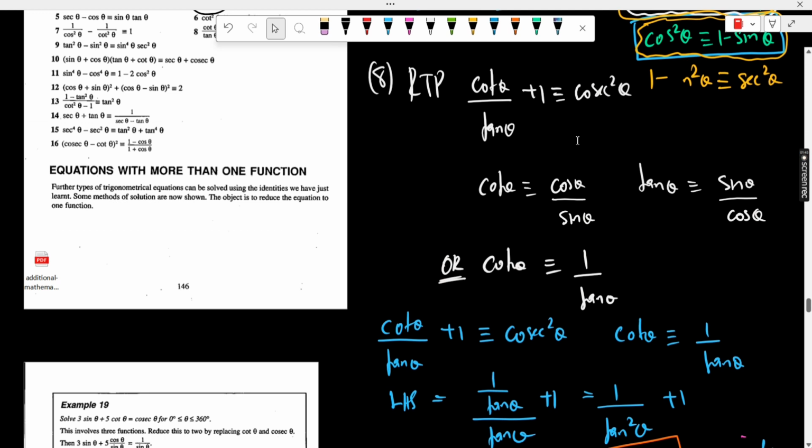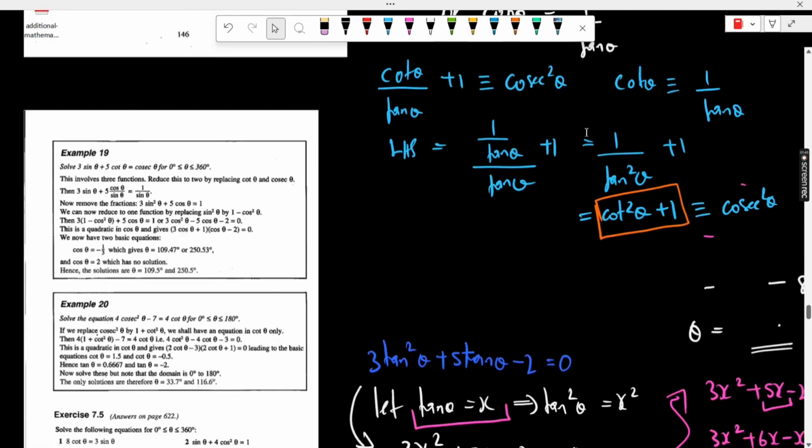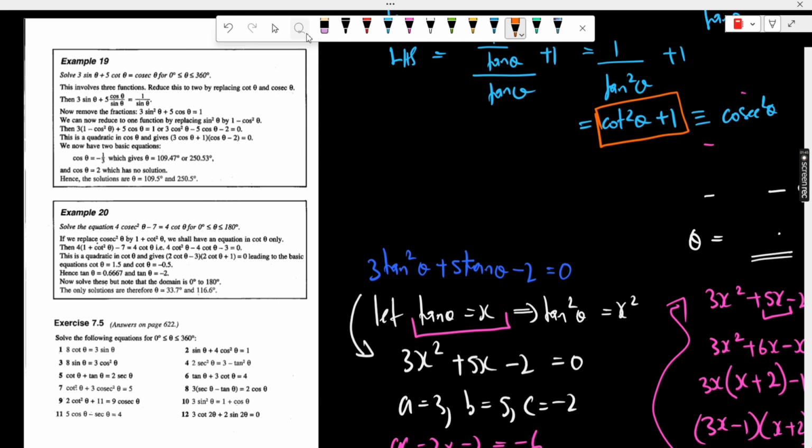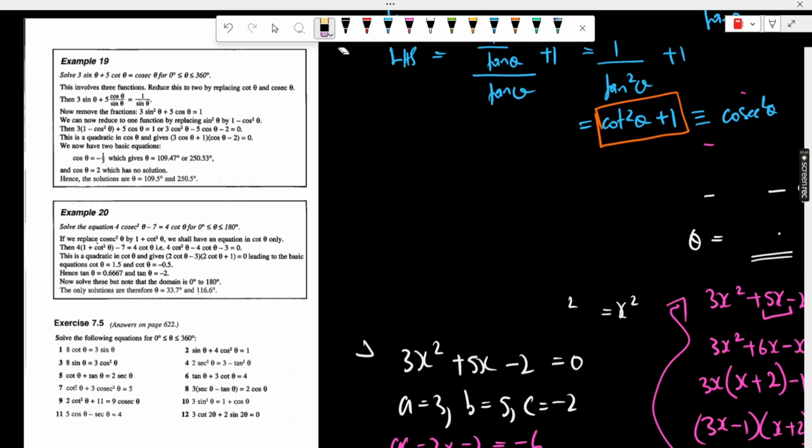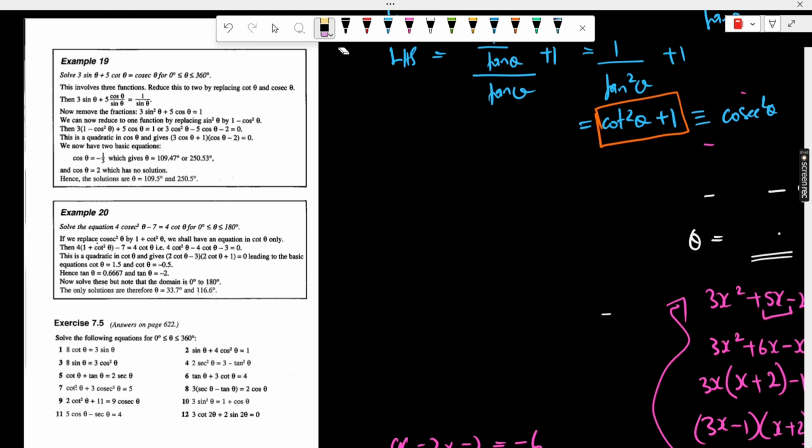Now, I also said that you could have written cot theta as cos theta over sine theta and tan theta as sine theta over cos theta. Let's take that approach as well. There are usually different approaches to proving the same identity, and if either approach works, then you're good to go.